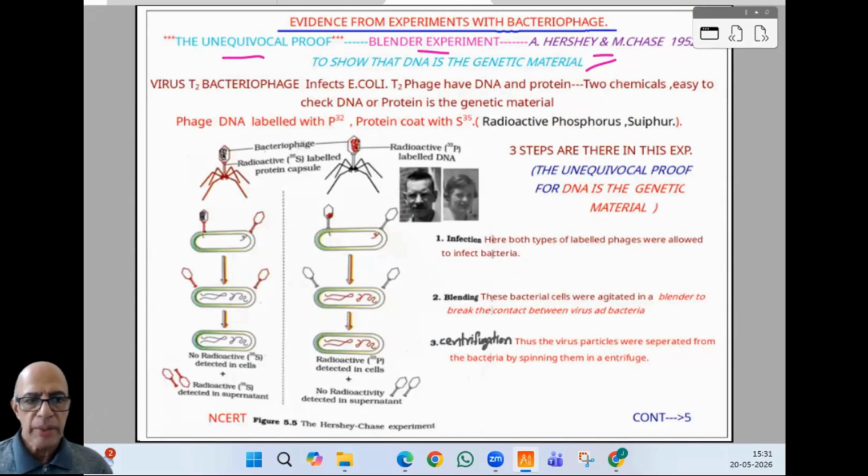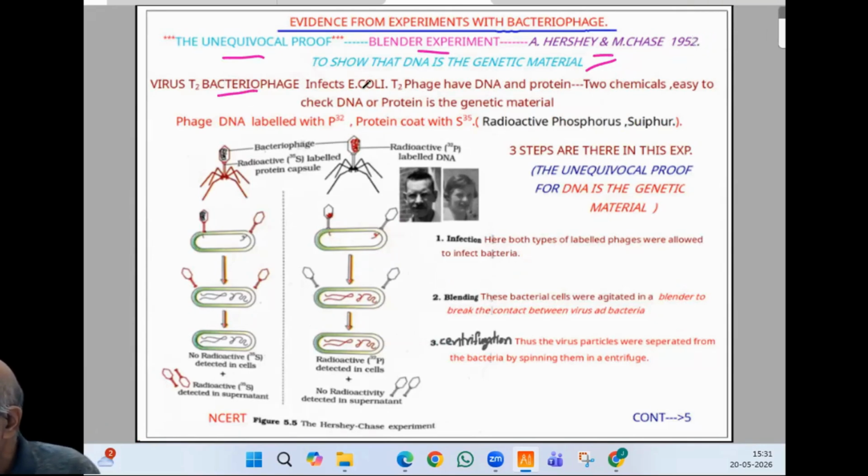Now, the organisms: the virus T2 bacteriophage infects E. coli. T2 phage viruses have two components, one is protein and one is genetic material DNA. Here, with two chemicals, we can easily check whether DNA or protein is the genetic material. Now, phage DNA was labeled with phosphorus 32 and protein coat with S35. So P32 for DNA, S35 for the protein coat, radioactive phosphorus and sulfur.